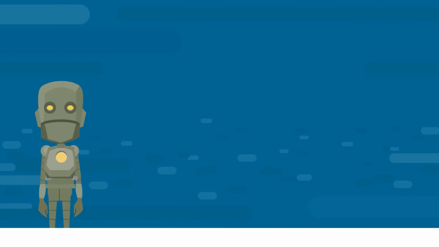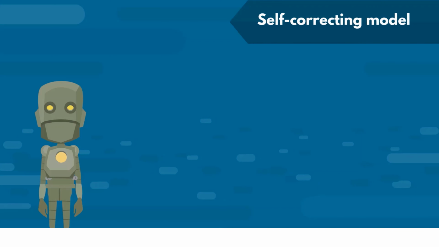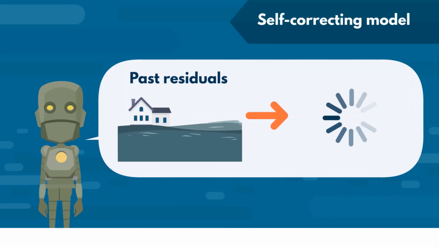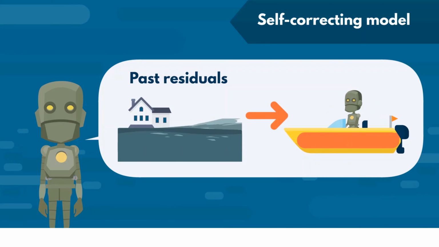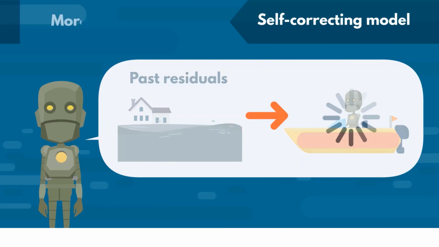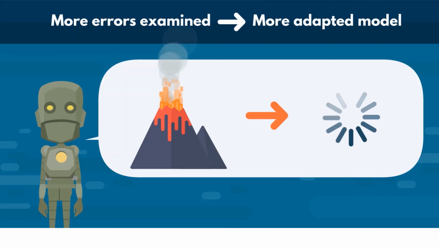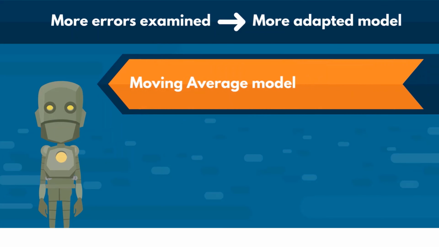However, there exists a type of self-correcting model which takes into account past residuals. Such models adjust to unexpected shocks more quickly because the predictions are corrected immediately following a big error. The more errors we examine, the more adapted our model is to handle unforeseen errors. These types are known as moving average, or MA models, because absorbing these shocks allows the mean to move accordingly.